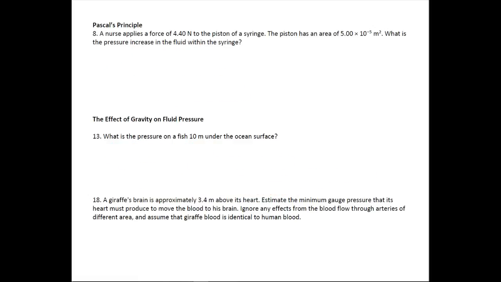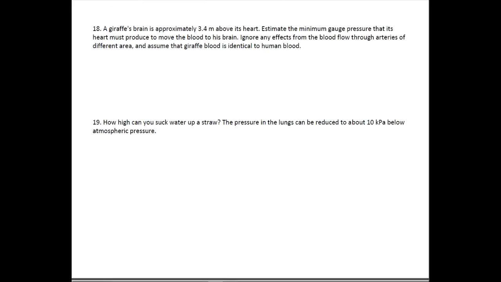For number 18, this one's kind of cool. You've got a giraffe, and the giraffe's brain is approximately 3.4 meters above its heart. They want to know what is the gauge pressure, so we just want rho gh, for the gauge pressure that its heart must produce to move blood to its brain. Ignore any effects of the blood flow through the arteries in a different area, and assume that giraffe blood is identical to human blood.